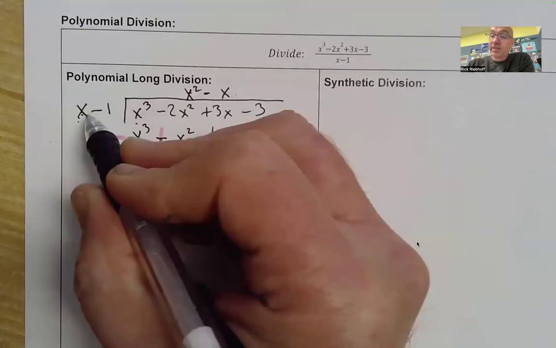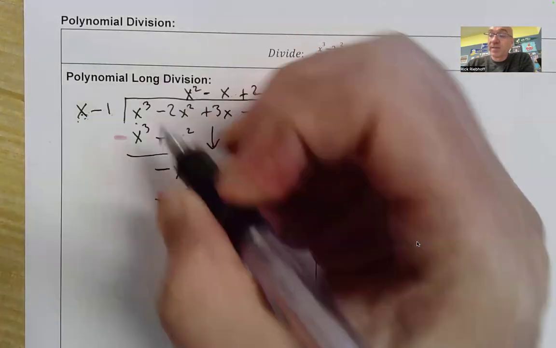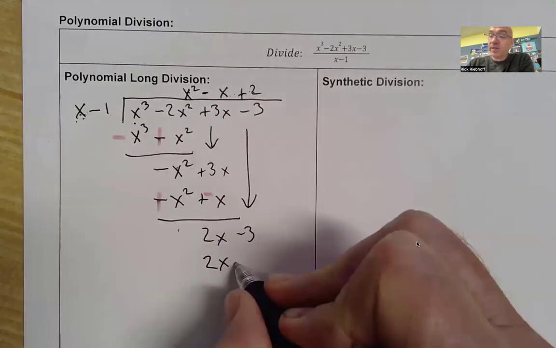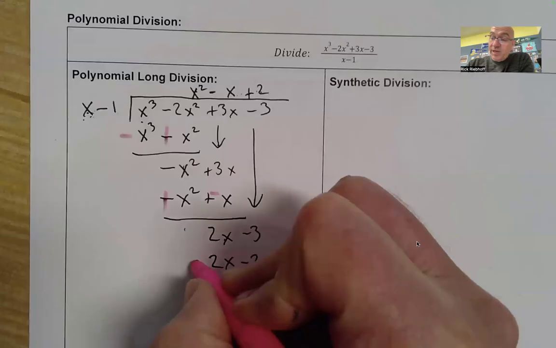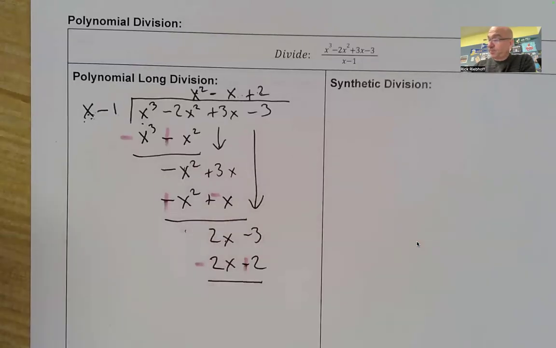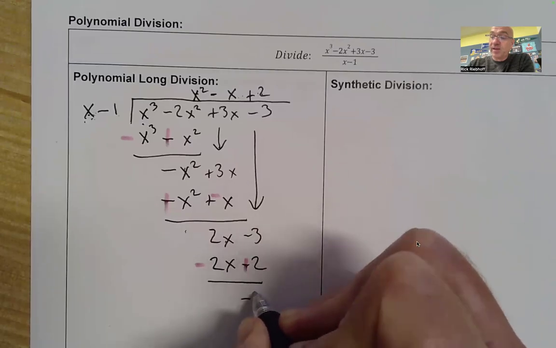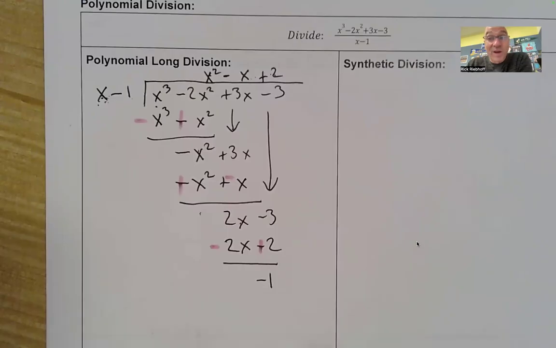All right, so what times x gives me 2x? Plus 2. 2 times x is 2x. 2 times negative 1 is minus 2. For the last time, change the signs. Add down. Cancels, becomes negative 1. And negative 1 is my remainder. So I could write it as remainder negative 1.